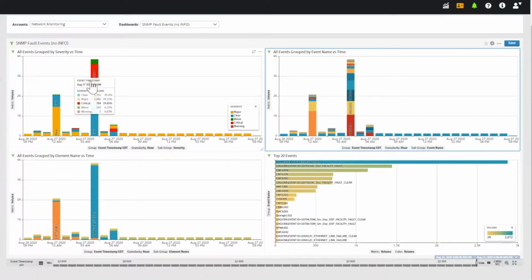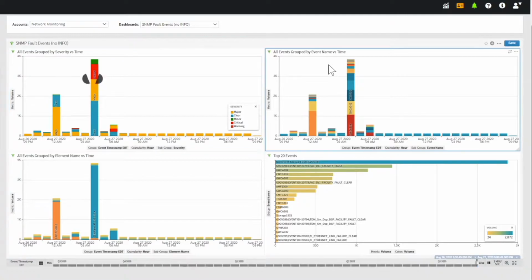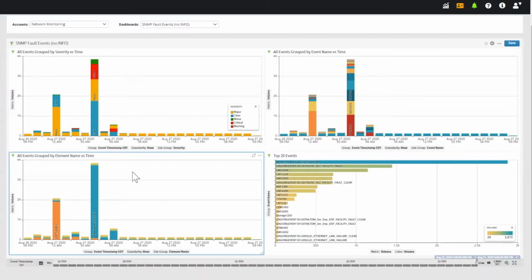We do see some critical major events occurring up here in the top left. Then we can also see the events by the event type, the name of the events, the elements where the events occurred from, and then the top 20 events that occurred within that period.